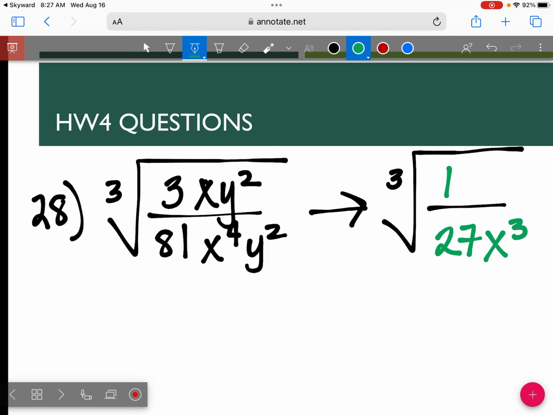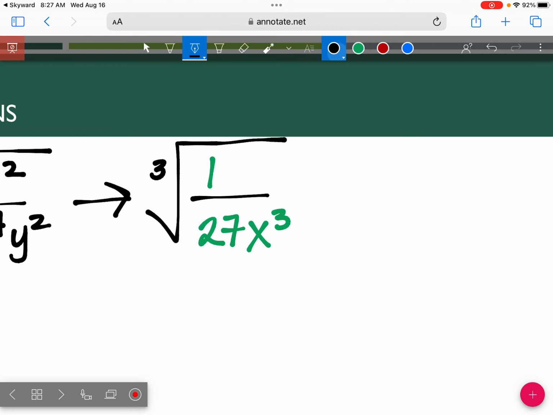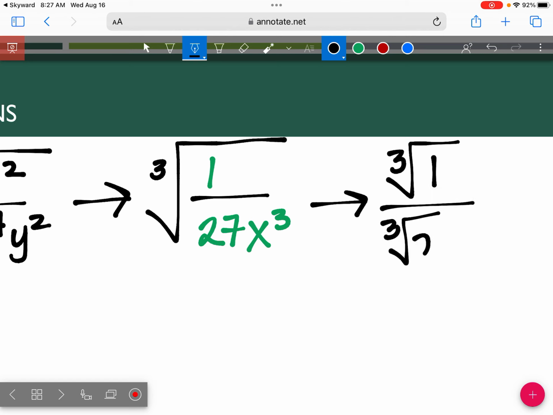We're ready to start taking the cube root. And there are 3 things underneath that radical that we have to take the cube root of. So the first thing I'm going to take the cube root of is the 1. So I'm going to take the cube root of 1, divide that by the cube root of 27 times the cube root of x cubed.